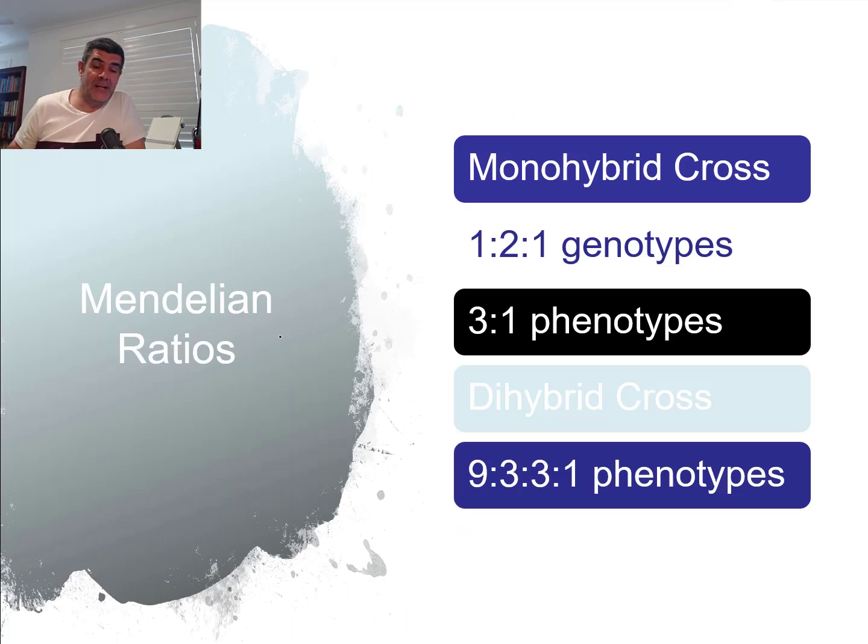So now we can just review these Mendelian ratios again. For monohybrid crosses, our genotype ratios are 1 to 2 to 1, and our phenotypic ratios are 3 to 1. For the dihybrid crosses, the genotypic ratios are much more complex, 1 to 2 to 2 to 4 to 2 to 2 to 1, that sort of thing. But we simplify that down into 9, which is the 2 dominant traits, to 3, 1 dominant, 1 recessive, to 3, the other dominant and other recessive, to 1, the 2 recessive traits.